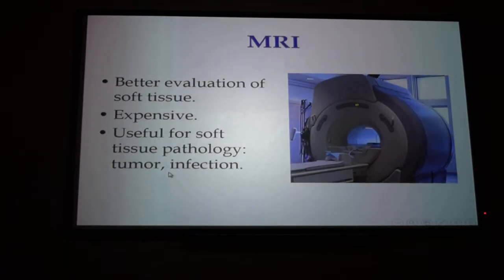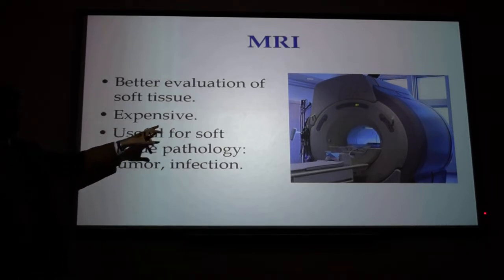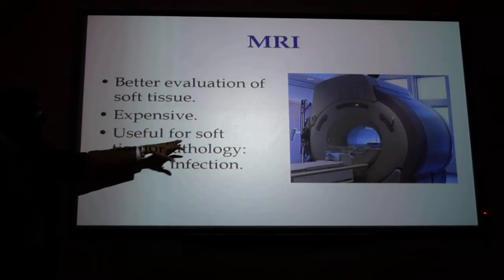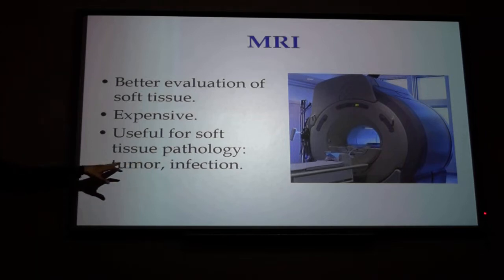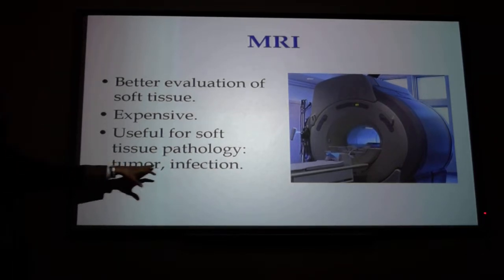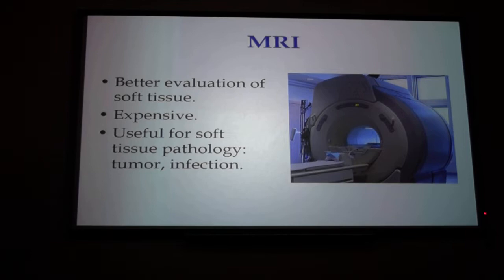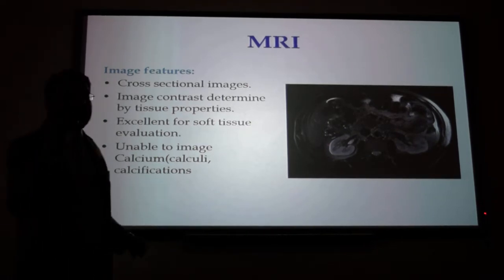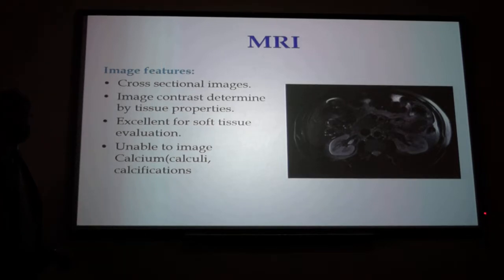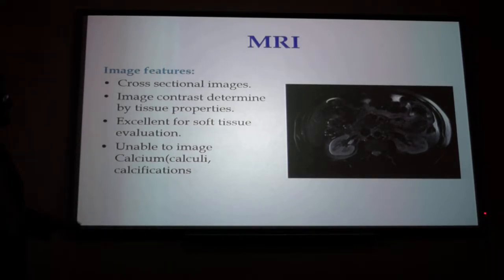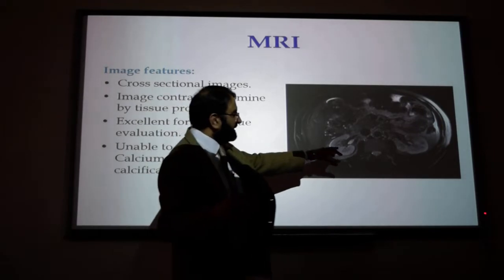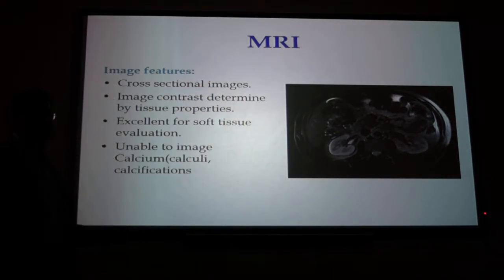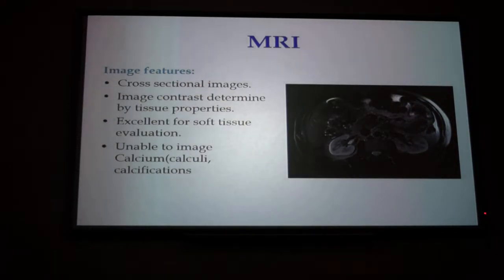MRI is safe. It's expensive and takes more time compared to CT scan, but has better soft tissue characterization. For tumor evaluation, it is much better. But for stones, is it good or is it bad? The stones appear black. So CT scan detects more stones, or you can measure them more easily compared to MR, because on MR the stones appear black. Black is not that easily picked up.